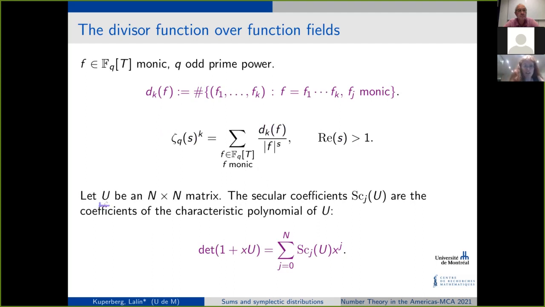So if we have an n by n matrix, the secular coefficients are just the coefficients of the characteristic polynomial, given in this version. So these are symmetric polynomials in the eigenvalues.